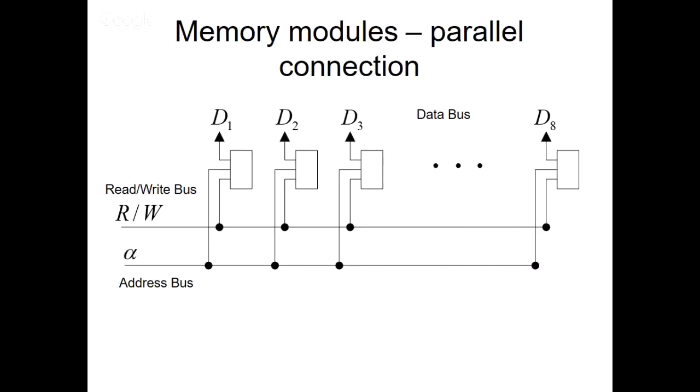And there is a picture of memory models which are connected in parallel. Here you can see different types of bus and how they are connected with each other. This is the data bus, RW is the read-write bus, and alpha is the address bus. This is how we connect to every memory model.